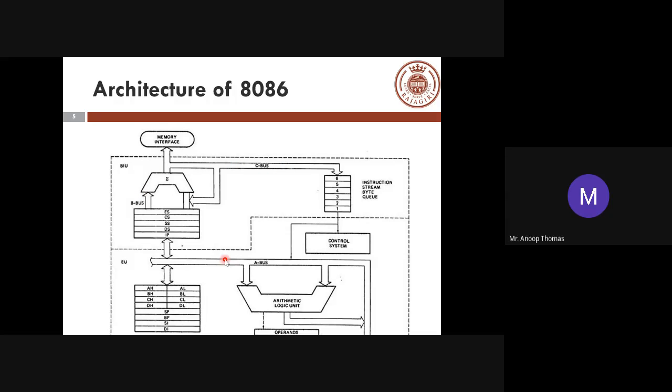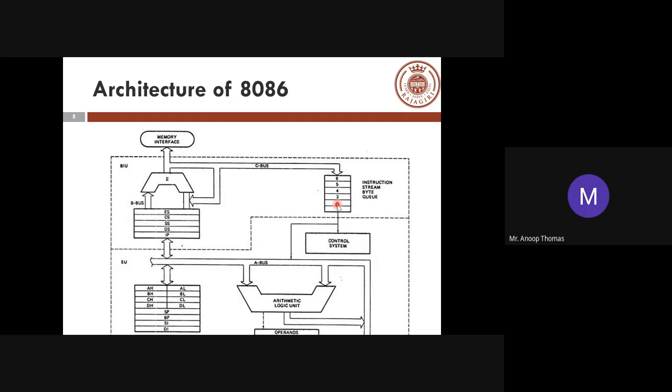You have different kinds of buses. C bus is the control bus, A bus is the ALU bus, and B bus is another bus. The A bus is a 16-bit bus, the C bus is 20-bit, and it can be extended. It has all the control signals associated with the fetching operation, and the B bus is again used as a 16-bit bus to add the value. This particular adder is a 20-bit adder. So all these components: your 20-bit adder, your segment address values, instruction pointer, and your instruction queue.